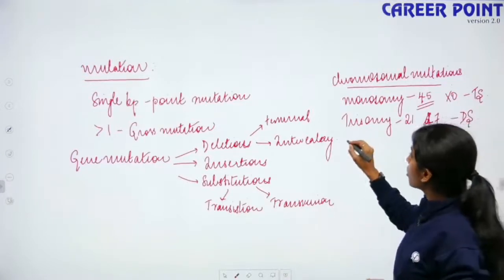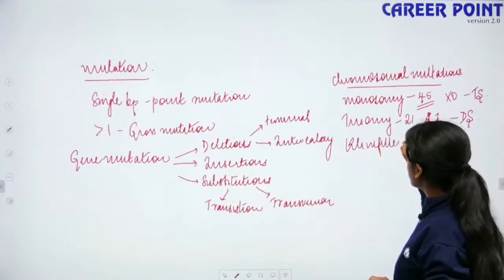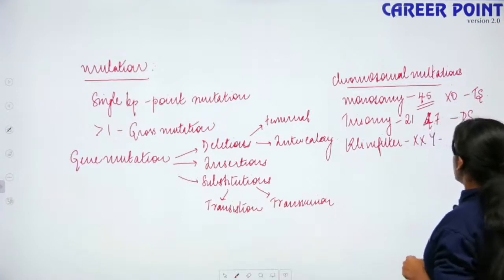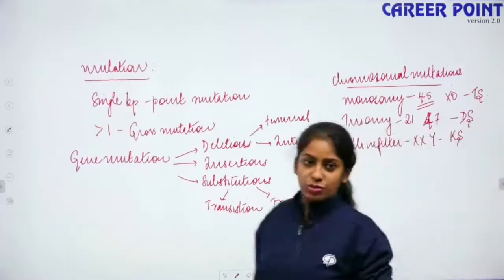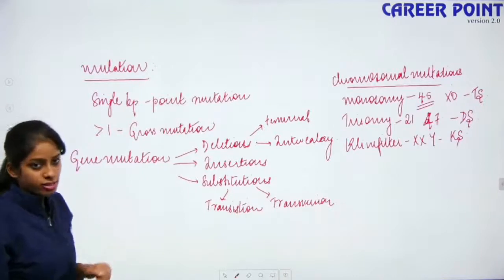Then you have what is known as Klinefelter's syndrome. In Klinefelter's syndrome, you have XXY. So this is Klinefelter syndrome. Okay, we will talk about what happens in each of the cases. I will move forward in more detail about genetic disorders.